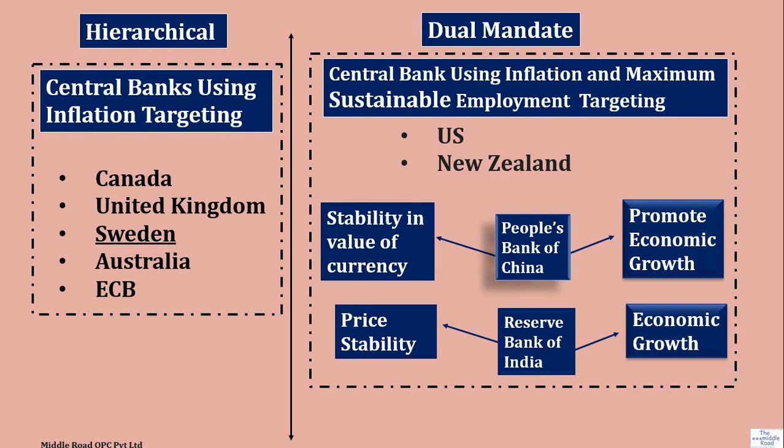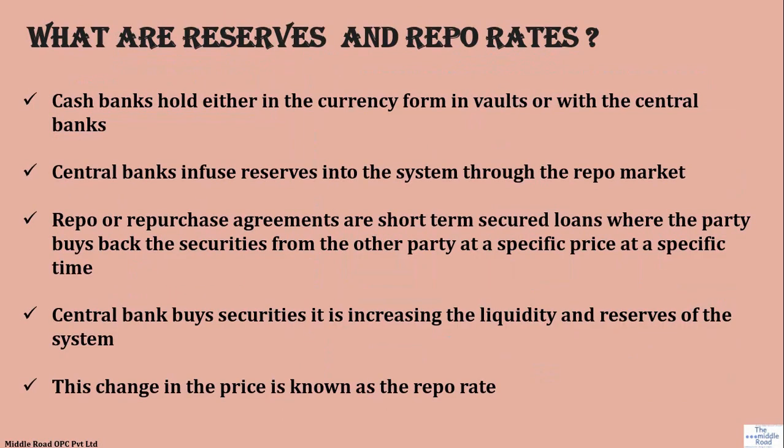But if you're looking at the Central Bank of China, it looks at stability in the value of currency and promoting economic growth. Whereas India looks at price stability and economic growth. Whenever there's price stability, predominantly they are targeting inflation. So the question is, what are reserves and repo rates? Reserves are the cash which the bank holds either in vault or with the central bank. This is in order to manage liquidity. There should always be some amount of liquidity within the banks.